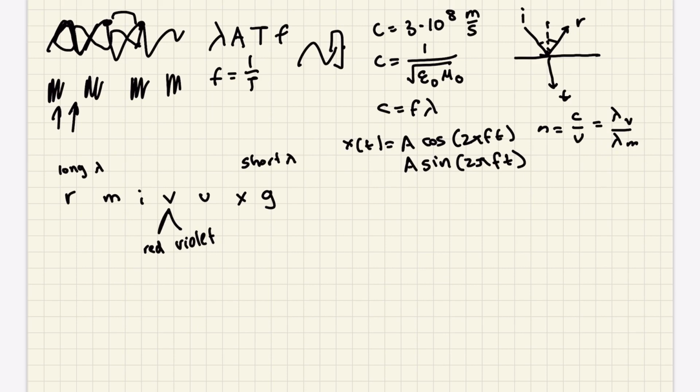And so another way you can write this is if you have two mediums, the index of refraction of the first one times the wavelength of the light in the first one is equal to the index of refraction of the second one times the wavelength of the light in the second one.